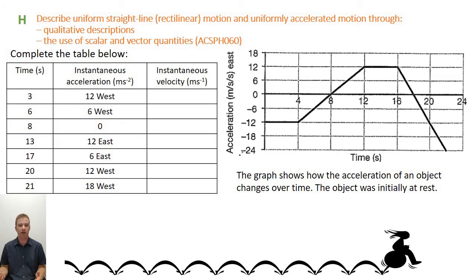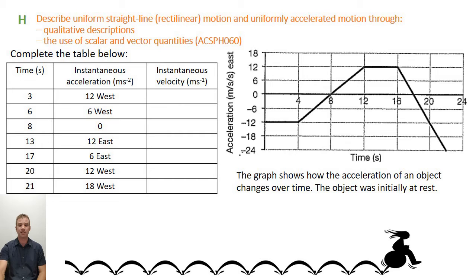And that's just reading from the graph. 13 seconds, it's at 12 meters per second east. At 17, it's 6 meters per second east. And then at 20 seconds, it's 12 meters per second west. And at 21, it's just 18 meters per second west. Okay, so that's pretty straightforward.